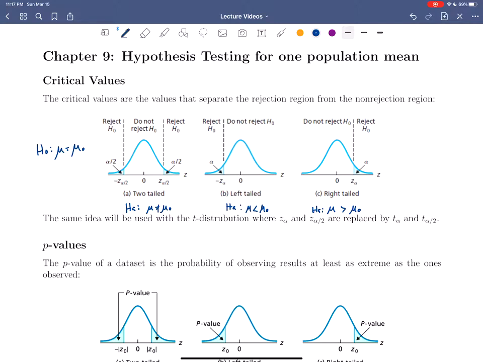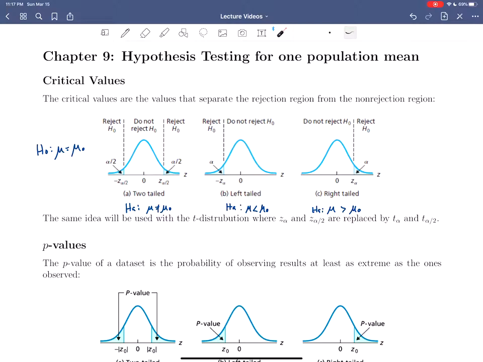And so the critical value approach is where you have rejection regions and non-rejection regions. If you have a two-tailed test, there are going to be two rejection regions. It's literally called a two-tailed test because you have two tails. If you have a left-tailed hypothesis test, you're only going to have the left tail. With a right-tailed hypothesis test, you're only going to have a right tail. Remember that the critical values are included in the rejection region. And so that's the critical value approach.